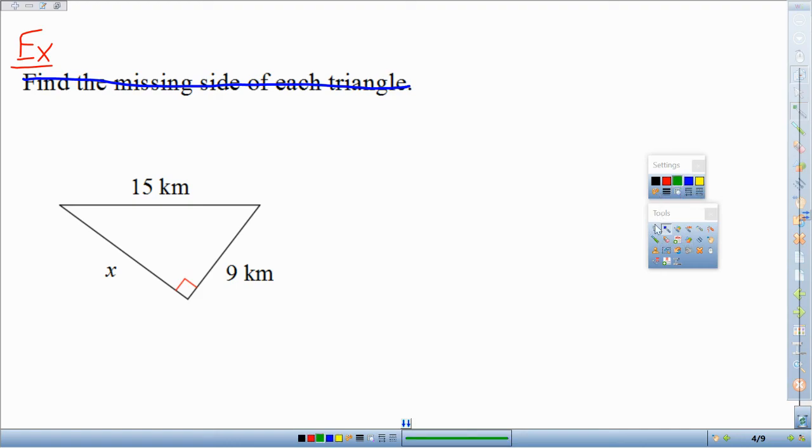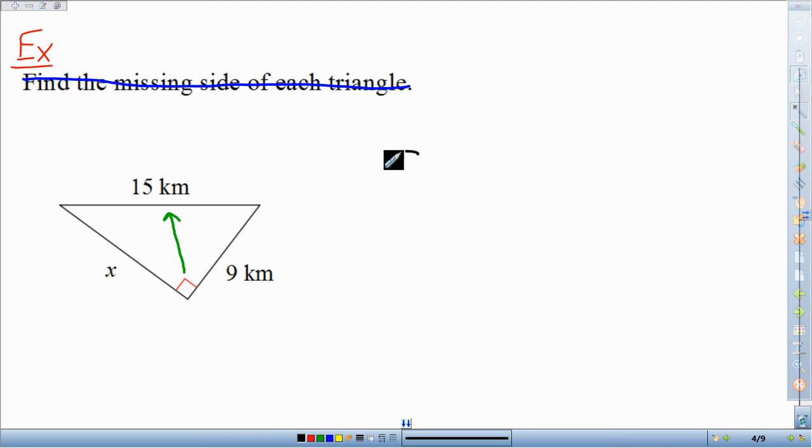So first things first. What side length are we looking for? Well, obviously, we're looking for this one here. When we go to plug in our numbers, here's what I notice. On this problem, we have our hypotenuse. We have the longest side.